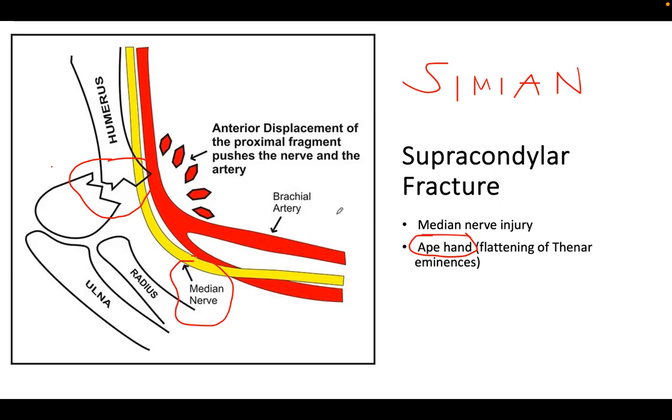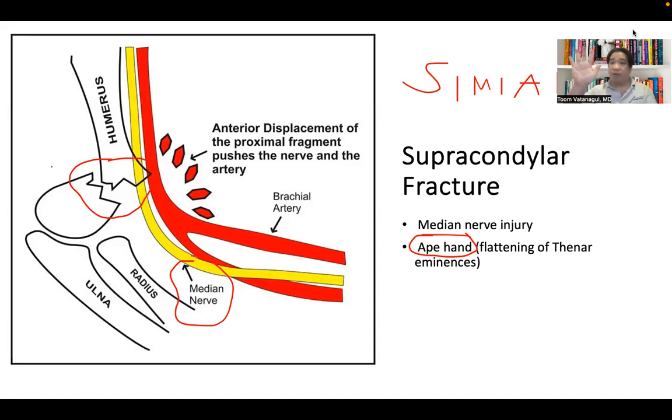Chronic median nerve injury leads to atrophy of the thenar eminence. Now, I want you guys to look at this. Okay, so let's bring this up. Hold your hand in front of you. Wiggle the thumb like this. Again, put your hand in front of you. Wiggle the thumb like this.